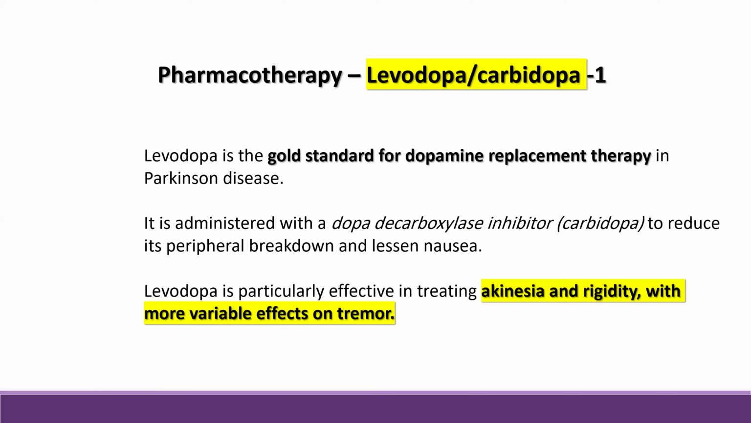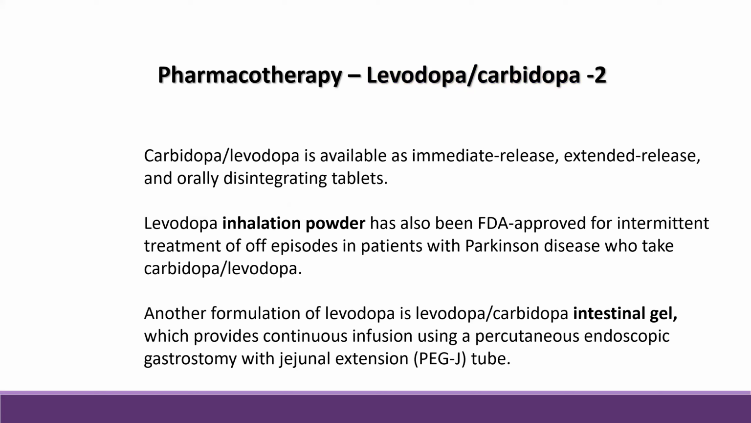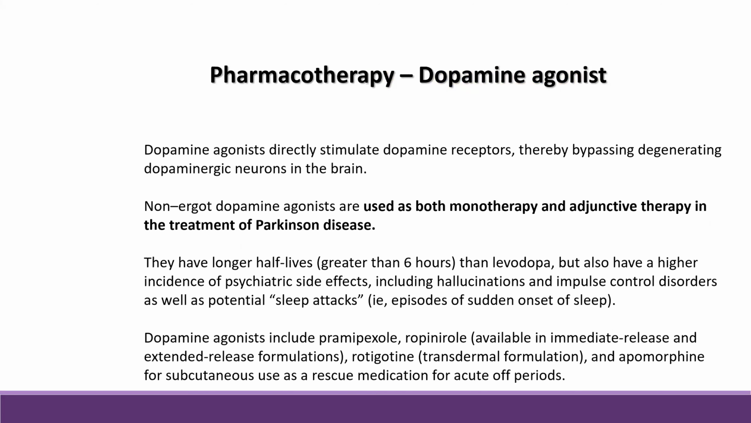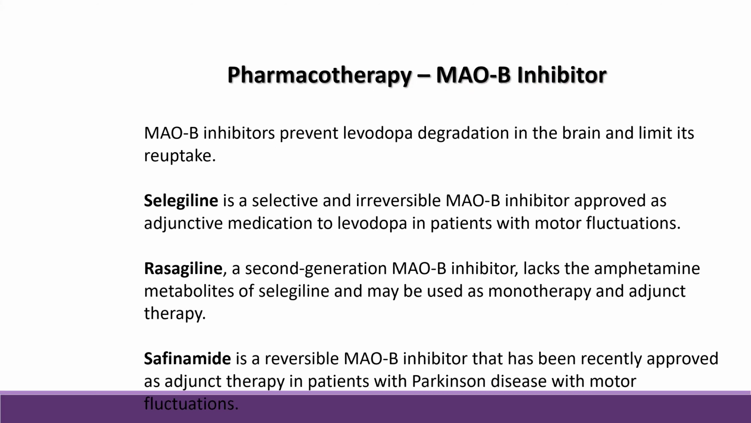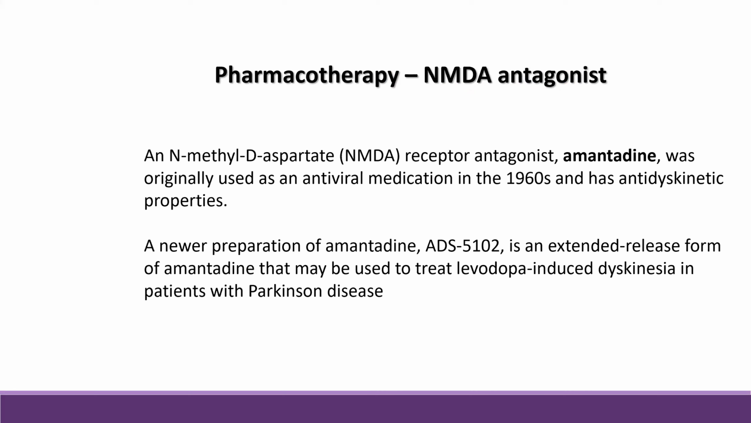So how do we treat these patients? The gold standard in treating the patient is levodopa for dopamine replacement. So we start with levodopa, carbidopa, and usually it helps with bradykinesia and rigidity, and it has a variable effect on the tremor. We also have dopamine agonist medication. We have a group called COMT inhibitors and MAO-B inhibitors. Also, at the end, we have the anti-NMDA, or the NMDA antagonist.